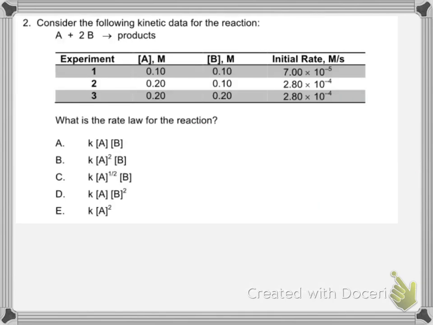In this problem, we're looking for a rate law. So I always start by writing a generic form of a rate law. Rate is equal to some rate constant K, and then reactant A to some power and B to some power. And our goal now is to see how changing the concentrations of our reactants will end up changing the observed rates. So let's do just that.